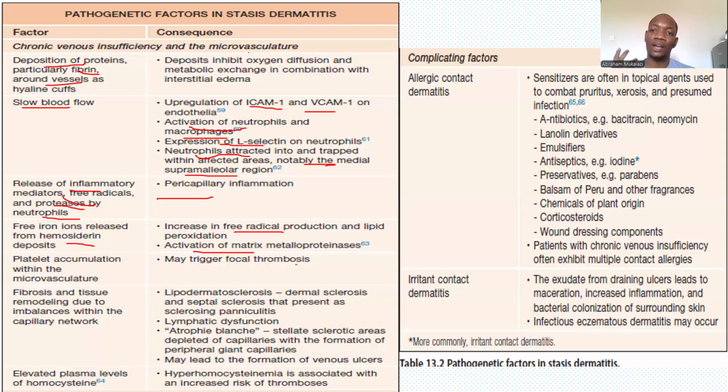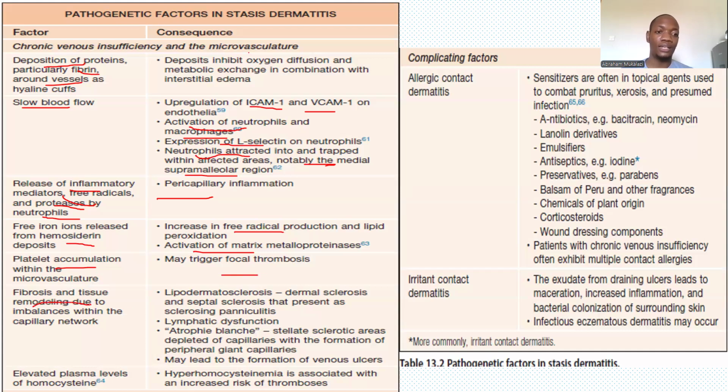So you see now we are having tissue destruction because of impaired blood flow. Then later on, you'll have platelet accumulation. You know that every time you have stasis in a vascular tube, you'll end up with aggregation of platelets and forming of clots. So this will also come in, and this can also trigger local thrombosis.